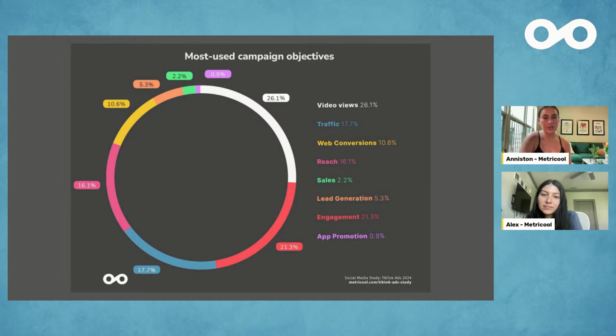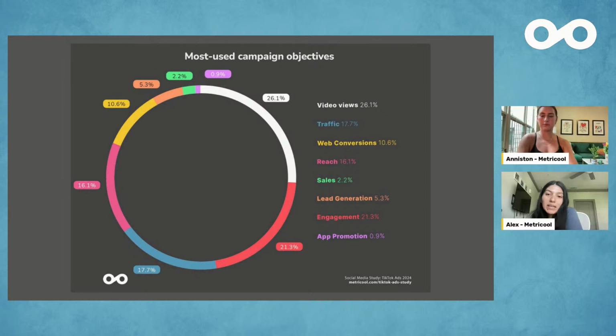And then lead generation campaigns are about maximizing your leads through the ad. And lastly, we have app promotion, so promoting your app to increase downloads and app uses. Those are the objectives on TikTok ads.